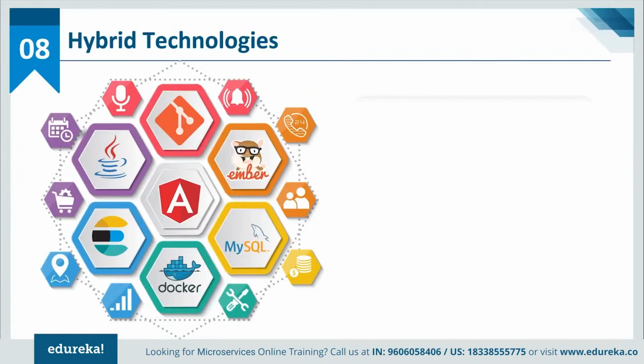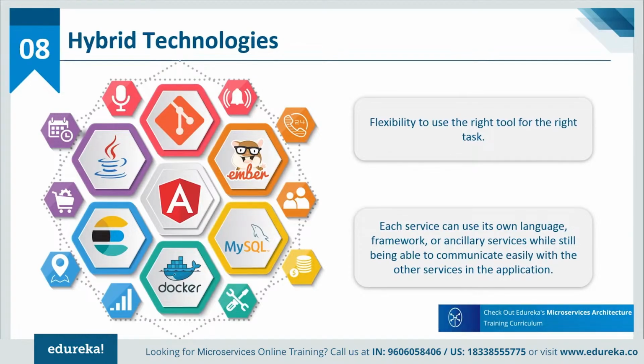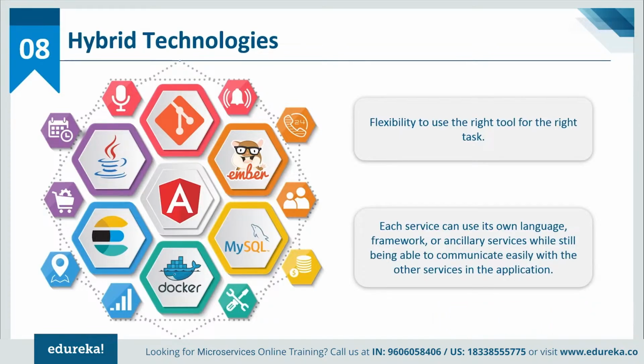At number 8, we have flexibility to use various tools for the required task. A microservice environment fosters an attitude of using the most appropriate technology for the specific needs of a service. Each service uses its own language, framework, or ancillary services while still being able to communicate easily with the other services in the application. So, what does it mean?